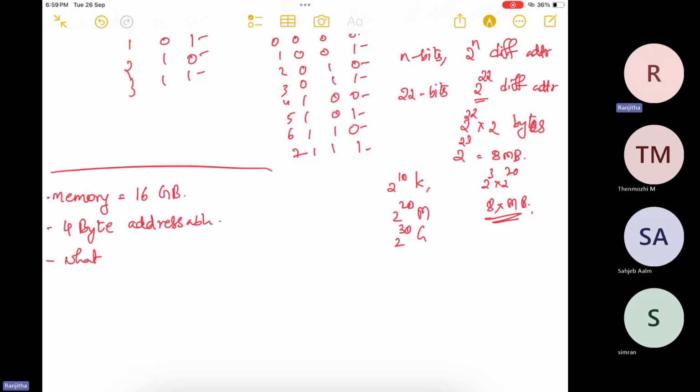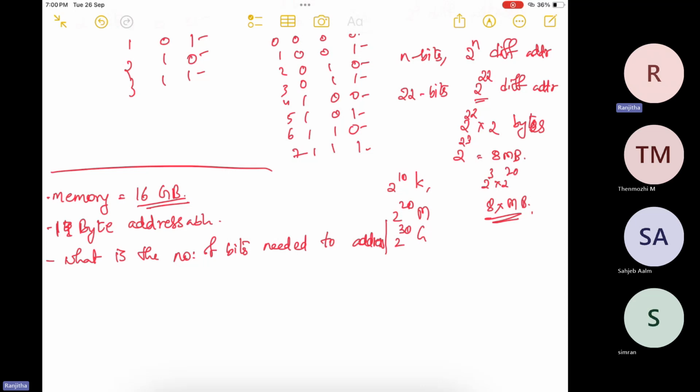So let's assume it as single byte addressing. Let me not confuse. What is the number of bits needed to address? So we have 16 GB. Okay. So every byte needs one address, right? So it is 1 byte addressable. So every byte needs one address.